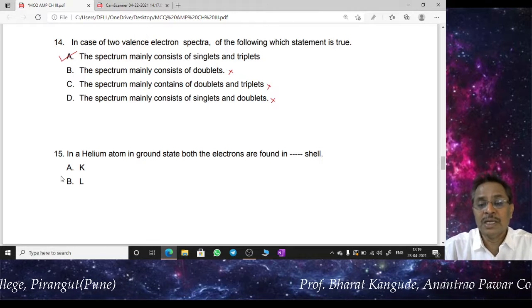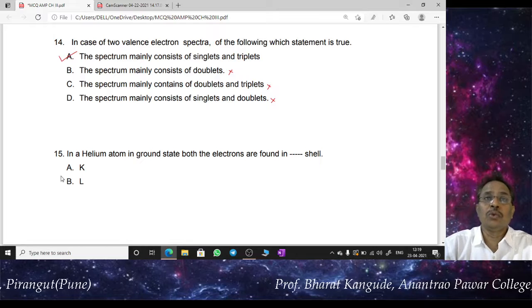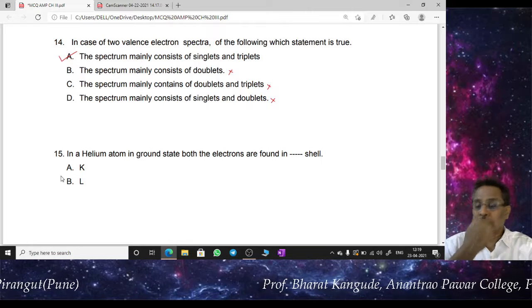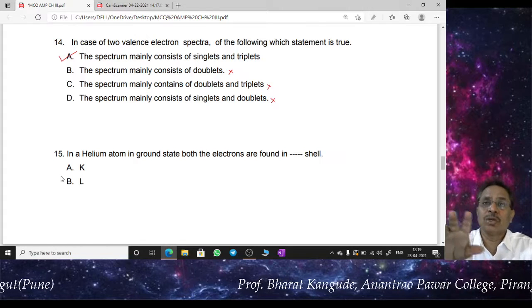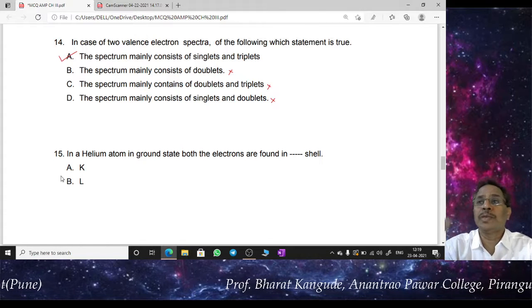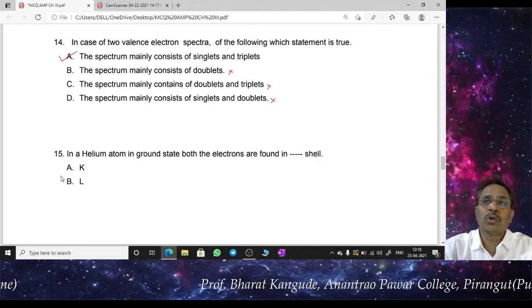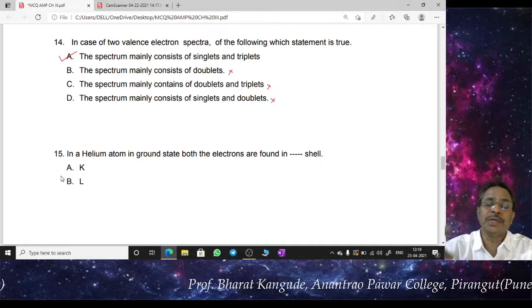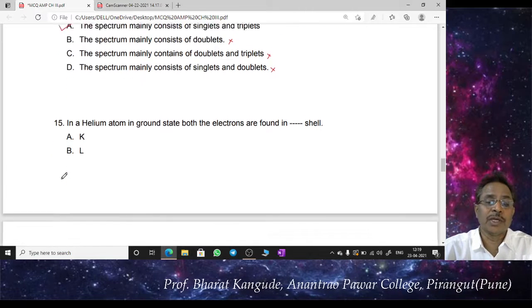Few singlets and more triplets are observed because of the spin orbit interaction of the two valence electron system. That's the difference we will see when we compare the spectrum of sodium and the spectrum of helium or any other alkaline earth element. You will find that more and more triplets and singlets are observed in these two valence electron systems. So this is a theoretical question, we need not worry about this.